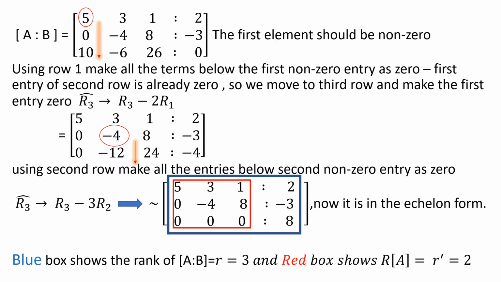After making all the terms below the 5 as 0, move to the next diagonal element. Here it is -4. And you have to make the term below -4 as 0 using row transformation and using row 2. So new row 3 is row 3 minus 3 times row 2. When you subtract, you will get 0, 0, 0 and 8 as shown in the matrix.